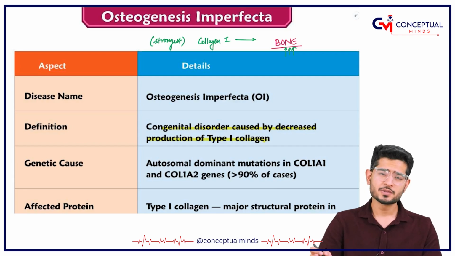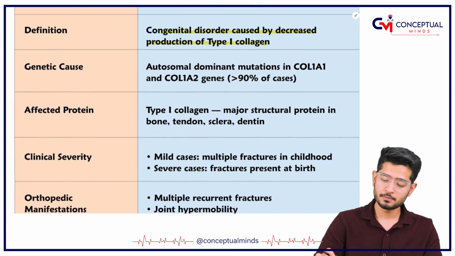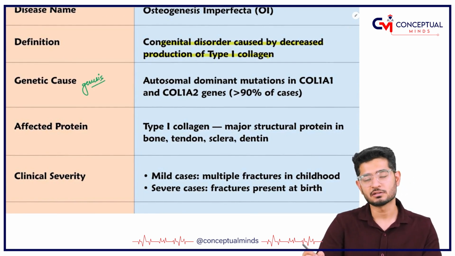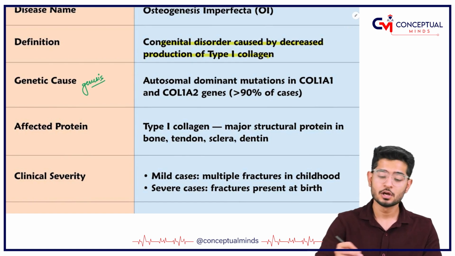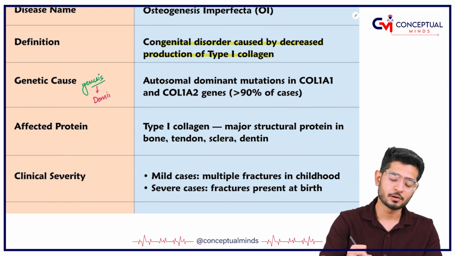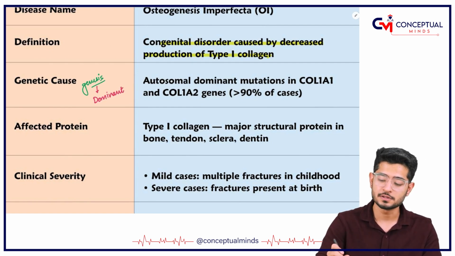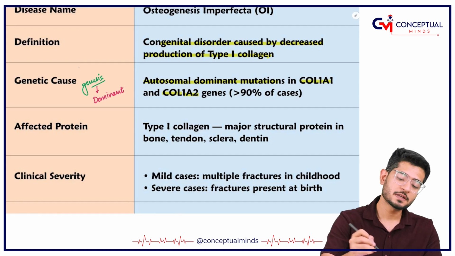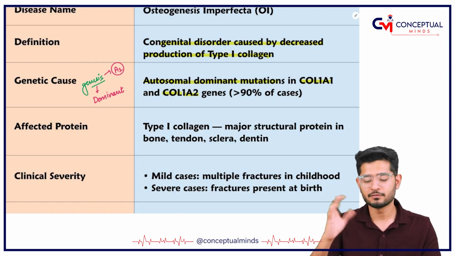So why does it happen? Please remember osteogenesis: who do you think is the generator? The God. The God is supreme, the God is dominant. So please remember, osteogenesis imperfecta is an autosomal dominant disease, which has a mutation in the COL genes, COL1A1 and COL1A2. God is A1 quality, so COL1A1 and COL1A2.